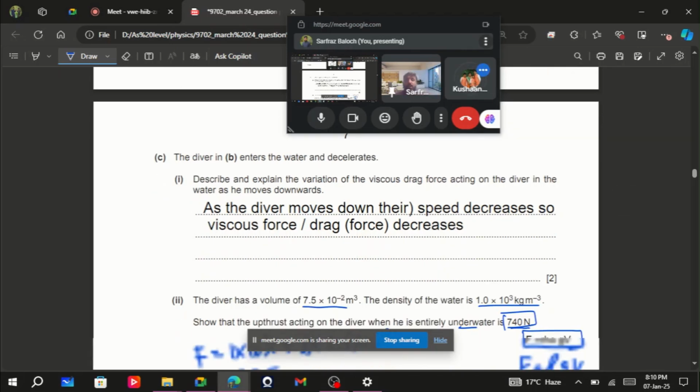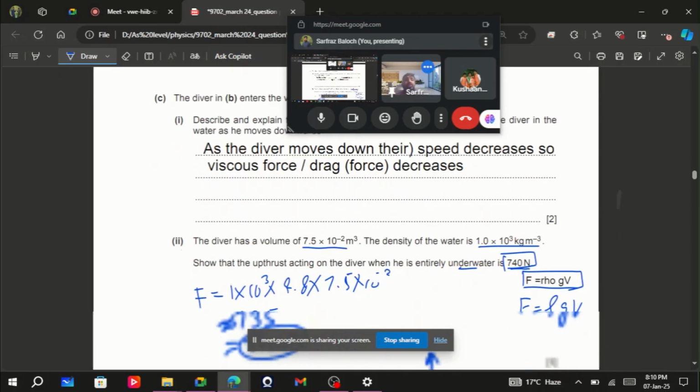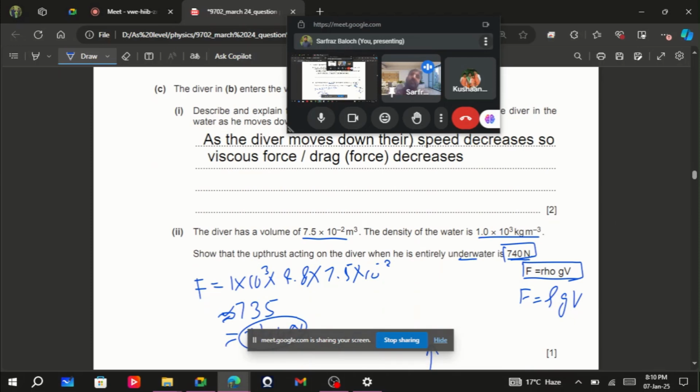Okay, next part. Describe the variation in the viscous drag force acting on the diver in the water as he moves downward. So simply viscous drag force decreases. Why? Because as the diver moves down, the speed decreases. So as he is moving in the water, his speed decreases, and eventually the viscous force also decreases. If speed increases, then viscous force increases.